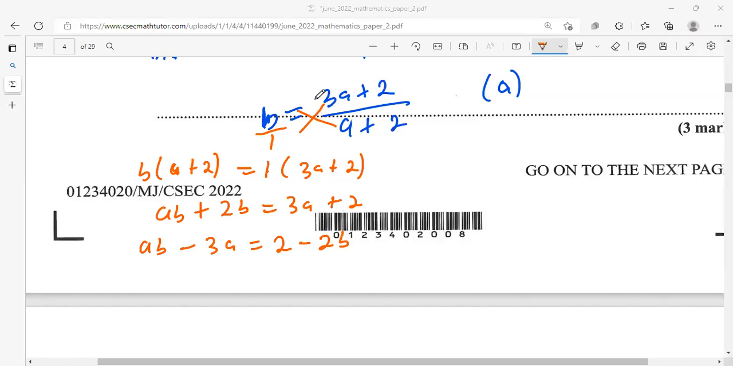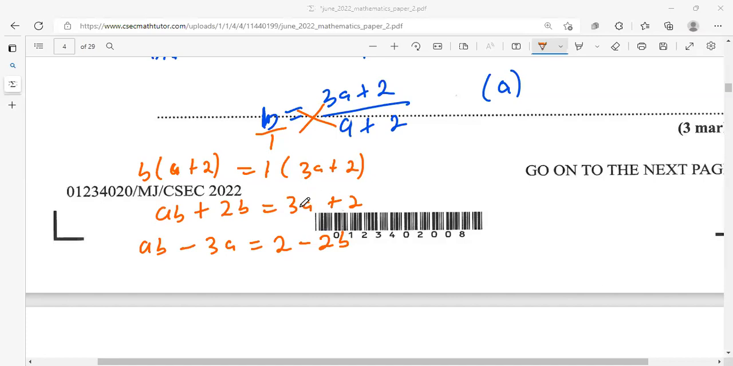We cross multiply, the first thing we did, right, Amanda? So B times A plus 2 equals 1 times 3A plus 2. B times A, we get AB, right? B times 2, we get 2B. 1 times 3A, we get 3A, and 1 times 2, we get 2.